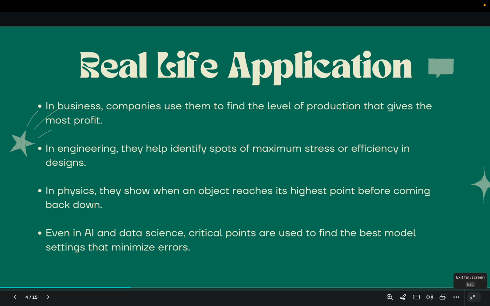And in physics, it's used to show the motion of something. It could be the speed of something, or usually the projectile motion of things. And how do we use it in artificial intelligence that's been going viral in the past decade? Well, in AI and data science, critical points are used to find the best model setting that minimizes the error. So it's mostly used to maximize, minimize, or to show how something works.